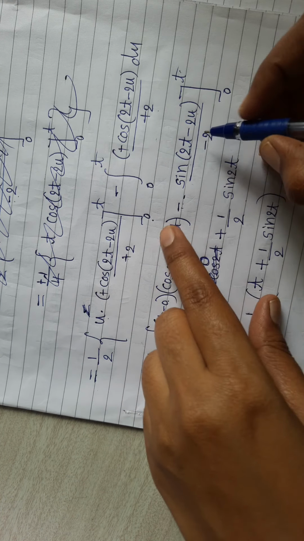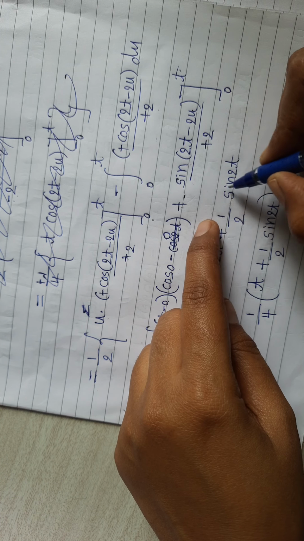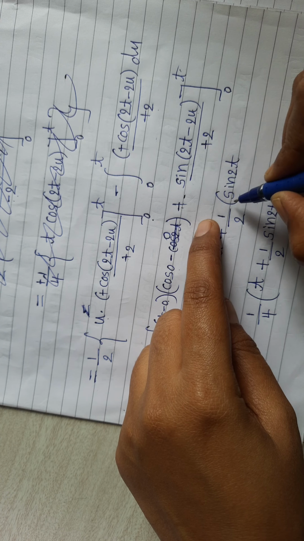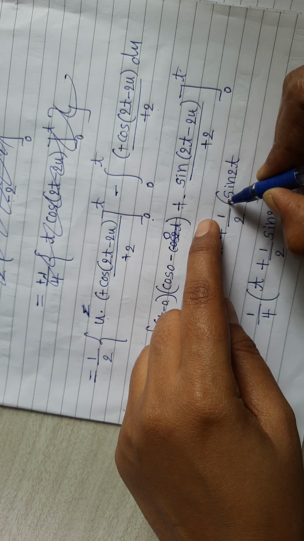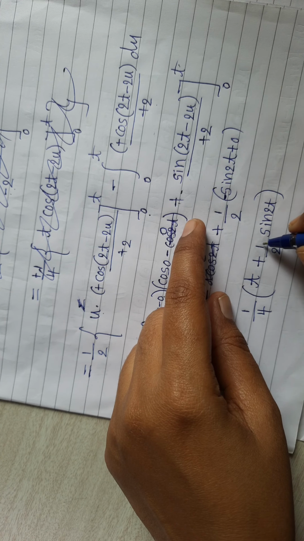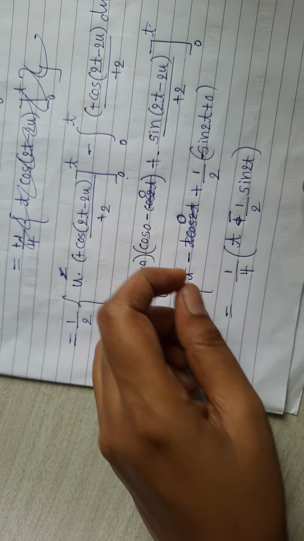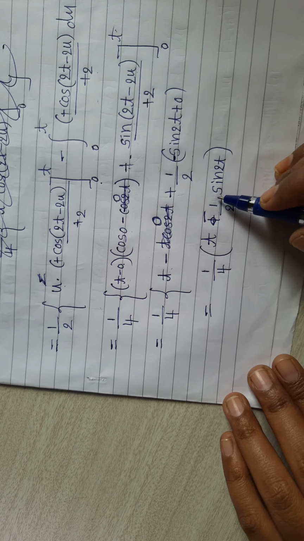Here these two negatives will cancel. If you are substituting the upper limit and lower limit, for the lower limit we get minus sine 2t, and for the upper limit we get 0. So this becomes negative here. This is minus. So do the correction.